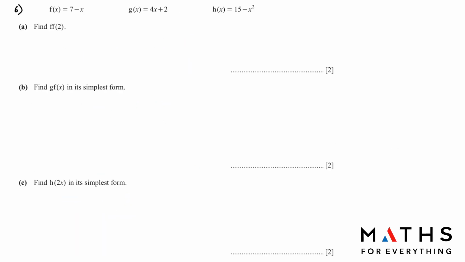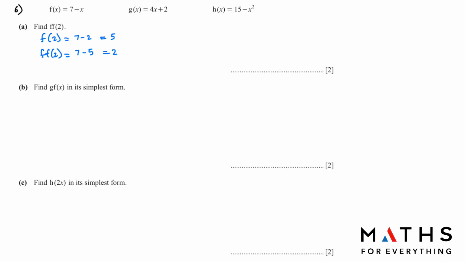Question number 6, we have been given f of x, g of x, and h of x. Find f of f of 2. So first we will find f of 2. In place of x, we are going to substitute 2. So we'll have 7 minus 2, which will give us 5. Then this answer will substitute in f again because that's what is outside. In the function, if we replace it, we'll get f of f of 2 is equal to 7, and the x will be replaced with the answer we got previously, which is 5. 7 minus 5, which is 2.